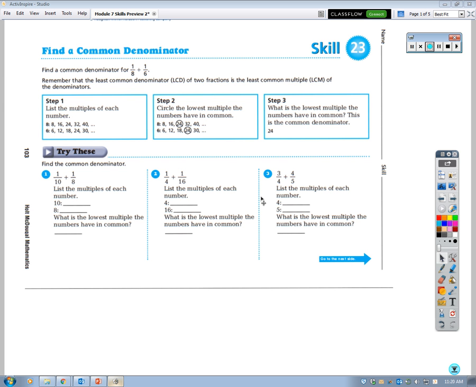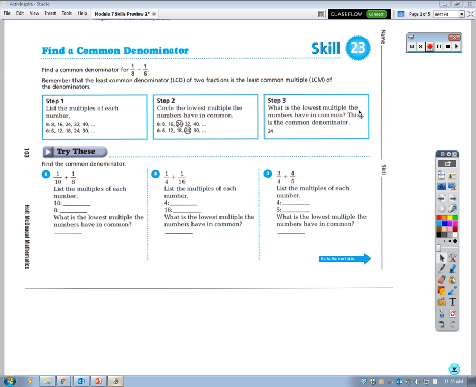We're going to start here with skill 23, finding a common denominator. In this example, it tells us to find a common denominator of 1/8 plus 1/6. A common error is that a lot of us will just straight add this, but when we're adding, we need to find the common denominator. We abbreviate that as the LCD. First, you list all the multiples, then you circle the lowest one they have in common, and then you use that one as the common denominator.